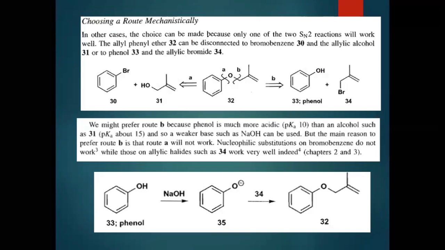In other cases, the choice can be made because only one of the two SN2 reactions will work well. The allyl phenyl ether. So allyl phenyl ether, this is the target molecule. In this case, there are two sites available for disconnection, C-O and C-O. So path B and path A, you can propose.